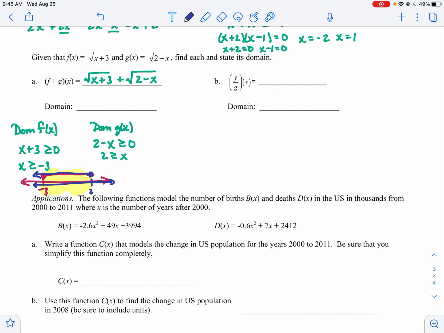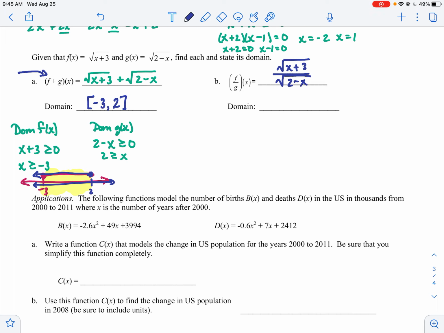So if I plug in anything greater than -3, that's going to work for f. If I plug in anything less than 2, that's going to work for g. But in order for me to look at the addition of the two, it has to work in both, right? So in order for it to work in both, it has to be a number between -3 and 2. Okay? And so if I go to do division, it's the exact same idea. So this time it's telling me f is on top, so that would be radical x plus 3 on the top, and then radical 2 minus x on the bottom.